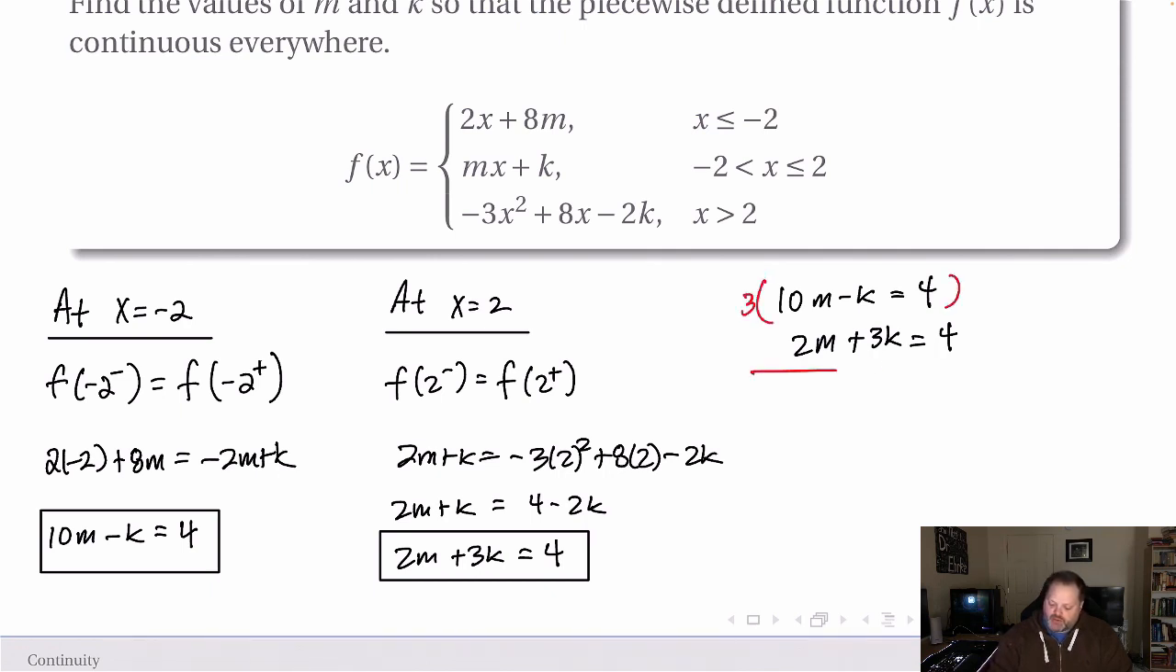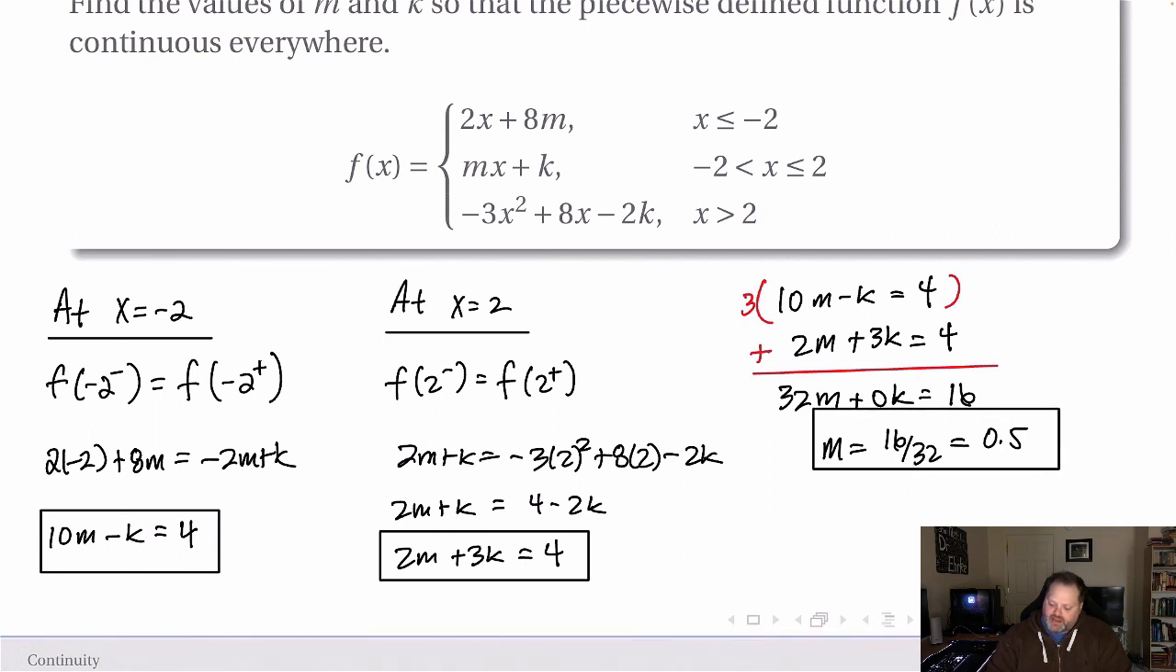Multiply the top equation by 3, and then add both equations together. If I do that, 3 times 10 plus 2 is 32m. 3 times negative k is negative 3k, plus 3k is 0k, which is the point here. And 3 times 4, don't forget about the right-hand side. 3 times 4 is 12, plus 4 is 16. So you see how that isolates m. I can now solve for m. It's 16/32, or 1/2.